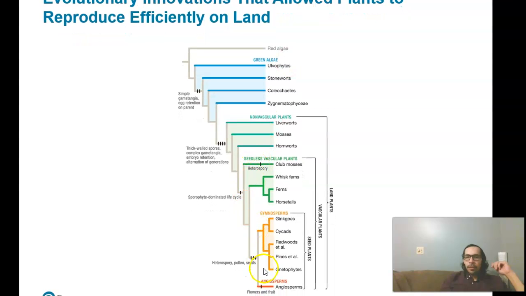Here you can also see the fruits and flowers. These are also innovations that allowed for plants to reproduce on land.